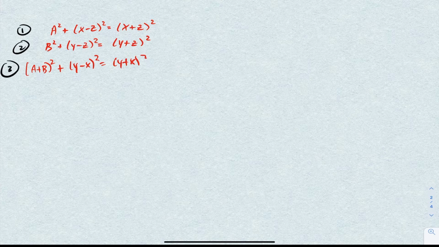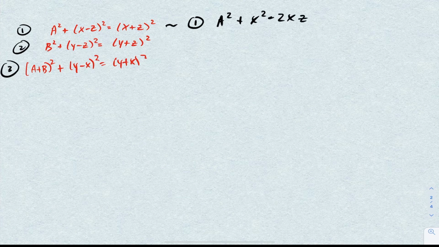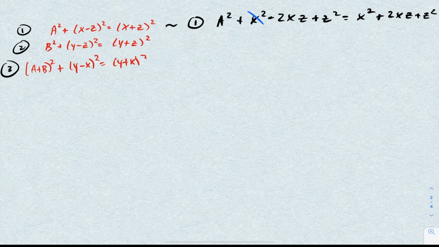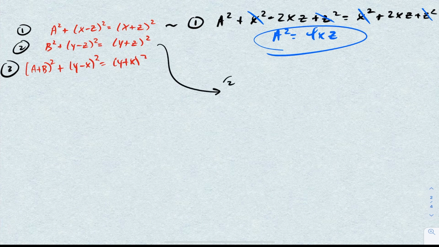Okay, so now we have all three equations written down together here. Again, I want to find a connection between the radii of these circles. So let's take a look at equation 1. I want to expand this out and see what I can do with it. So I have a squared plus x squared minus 2xz plus z squared equals x squared plus 2xz plus z squared. Well, look what happens here. The x squareds cancel, the z squareds cancel, and I end up proving that a squared is equal to 4xz.